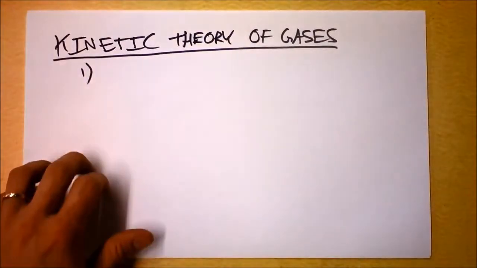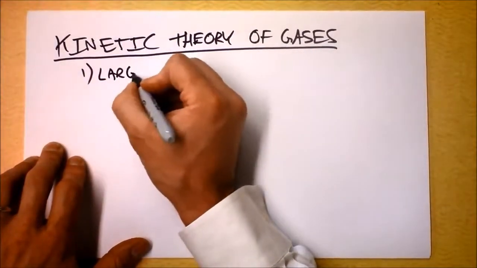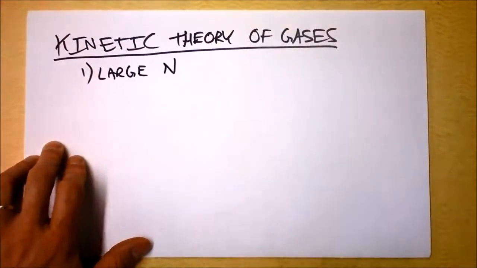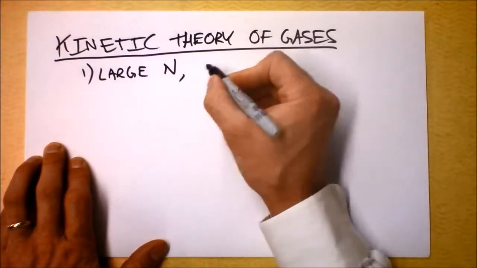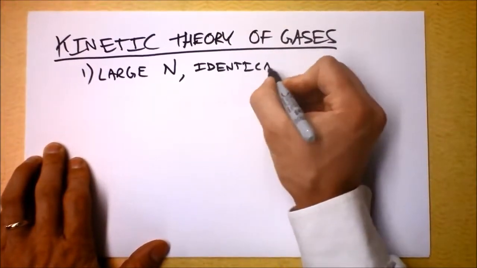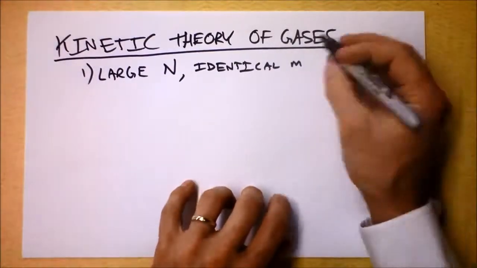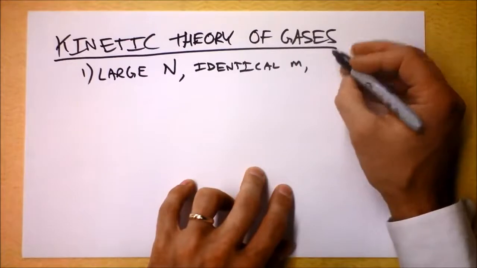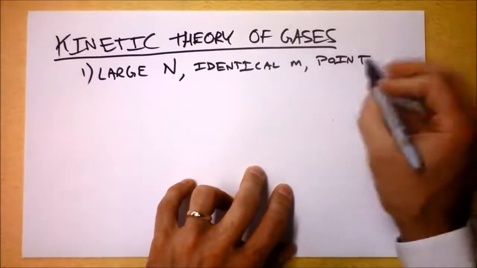First assumption is that we have a large number, large N, of particles, and that they are all identical mass particles, and also point particles. That means that they have no volume.